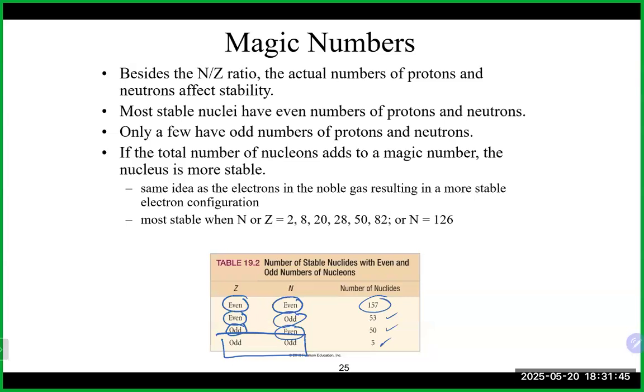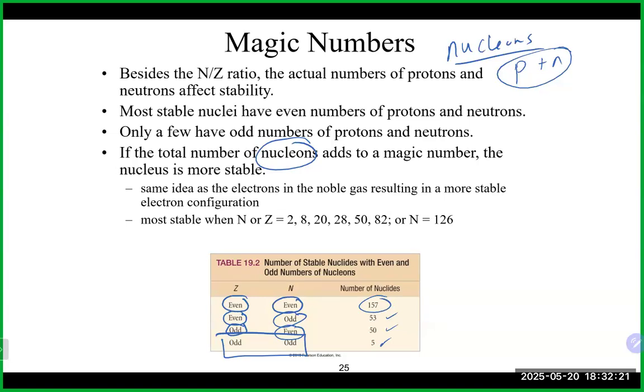In addition, the total number of nucleons, and nucleons is a word that you hear a lot in nuclear chemistry. It pretty much means what's in the nucleus, and in the nucleus is protons and neutrons. It's kind of a fancy way of saying mass number, I suppose. So nucleons is the number of protons and neutrons that are in the nucleus. If you have certain numbers that add up to what are sometimes referred to as magic numbers, the nucleus is more stable.